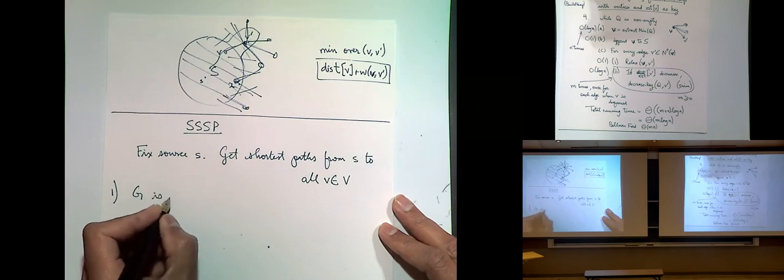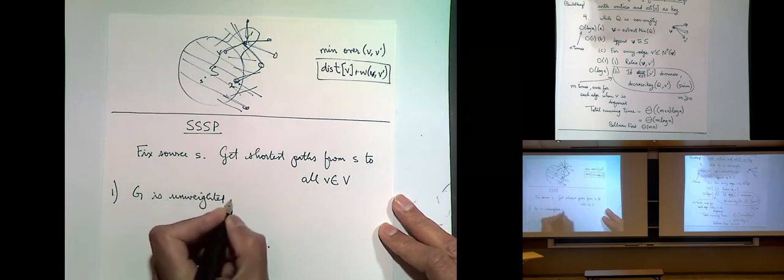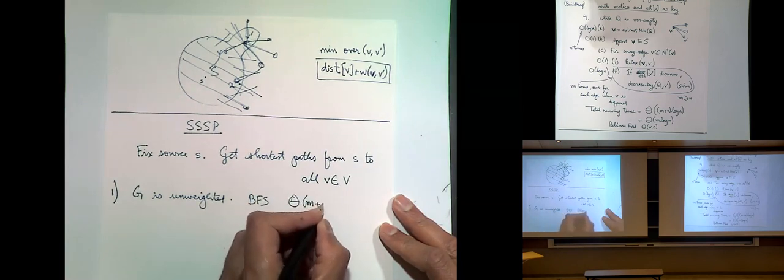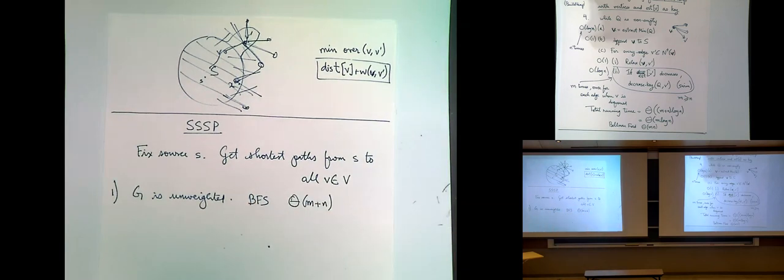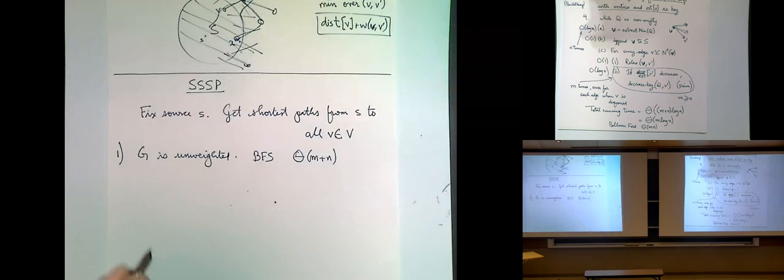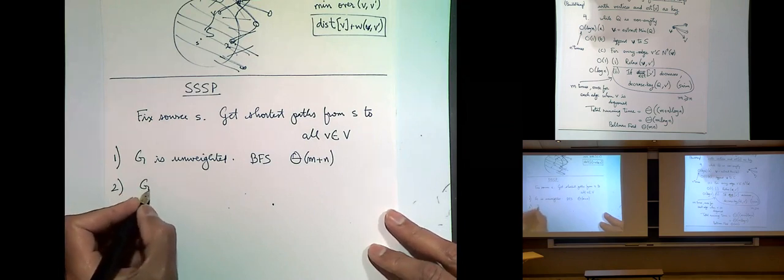If the G is unweighted, then you do BFS, which runs in linear time. This is what you need to implement for homework 4. Okay? So the second situation is that G is weighted.